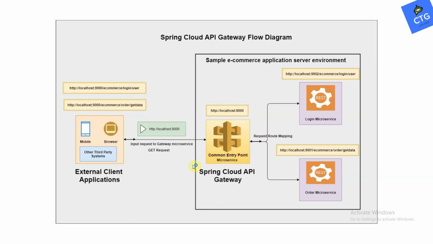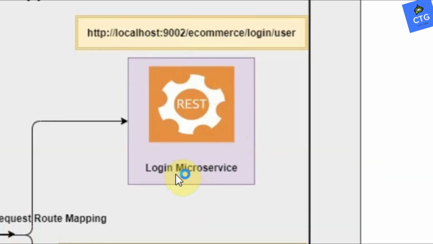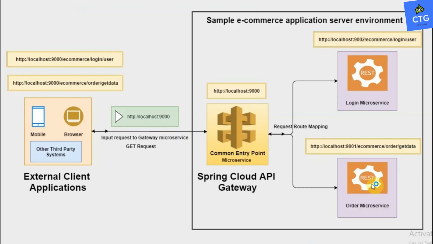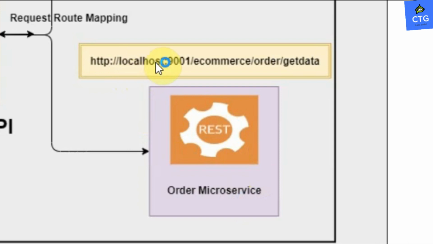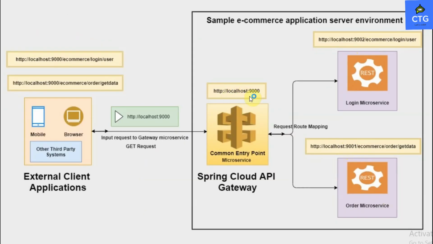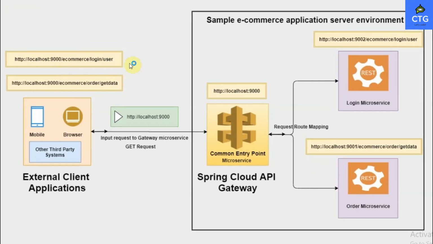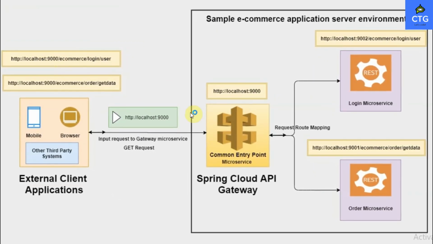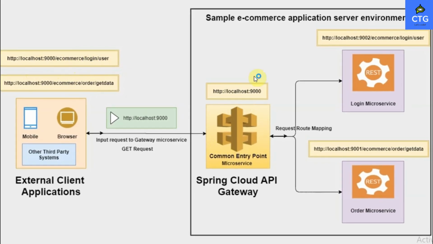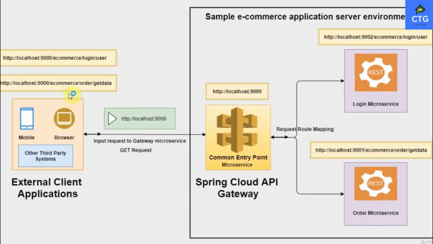Let me explain how this actually works. For example, the login microservice is exposed on localhost port 9002, and the order microservice is exposed on localhost port 9001. This API gateway is running on localhost port 9090. So a client can create a request to port 9090 itself, followed by the respective URLs, basically what we call the context path and then the respective URL path, right? The API gateway works based on the context path. For example, this application's context paths are e-commerce/login and e-commerce/order.